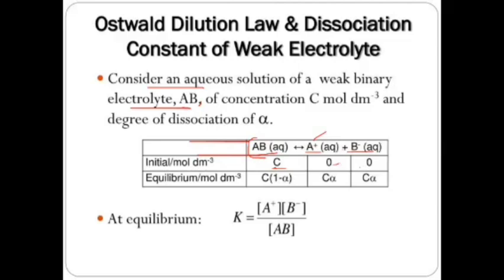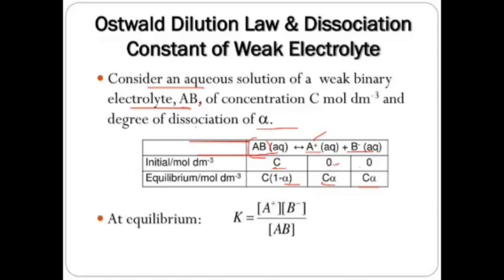Now at equilibrium, what happens? At equilibrium, the concentration of the product A plus is C alpha, and B minus is also C into alpha. Then what happened to the concentration of AB? That becomes C into 1 minus alpha. Here, alpha means the degree of dissociation.